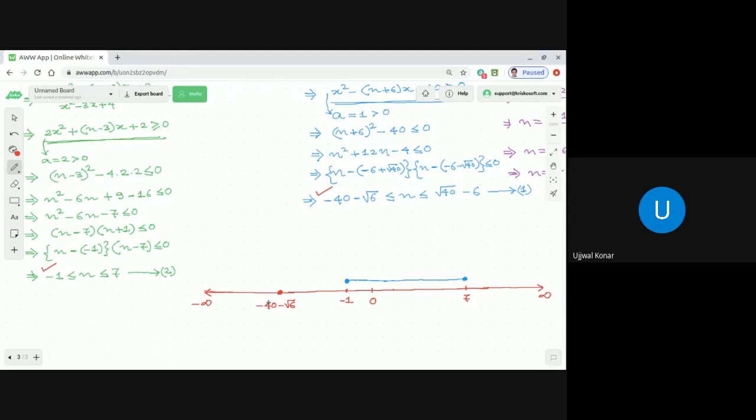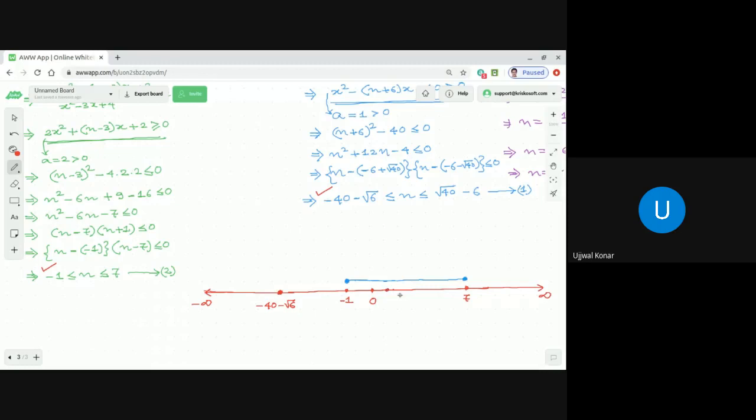Here the question is not that you need to place the point exactly. It is not like that. You need to just give the relative position. And then square root of 40 minus 6. We can find the approximate value. If we find the approximate value of square root of 40 minus 6, we'll get a positive number, that is 0.32 kind of thing. So it will be here somewhere.